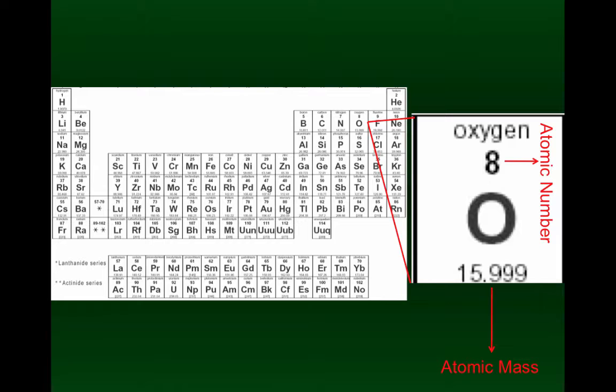Atomic mass is something different. Atomic mass is the combination of protons plus neutrons. So in this case, oxygen has an atomic mass of approximately 16. We know 8 of those are protons. That also tells us that there are 8 neutrons in that atom of oxygen, because we know that 16 minus 8 is 8.